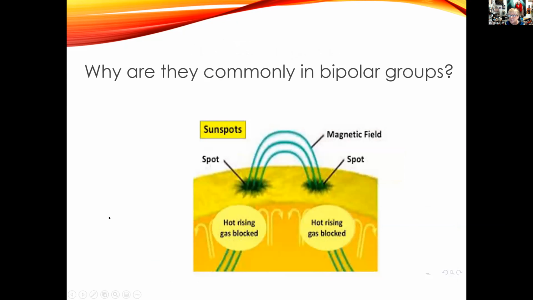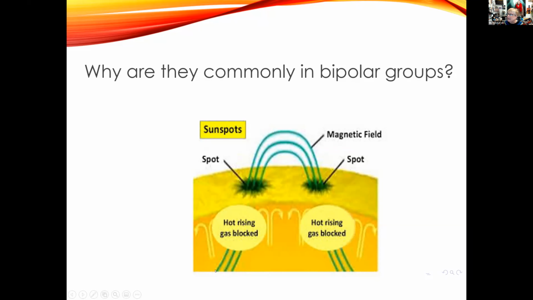So that begs the question, why do sunspots normally come in bipolar groups? A key to understanding that is, again, to understand that these are magnetic phenomena. If you look at the two main spots in a bipolar sunspot group, one has a north magnetic polarity, the other has a south magnetic polarity. And what happens is that at one of them, the flux lines go out of the sun and then come back in, sort of like an exit wound and an entrance wound.